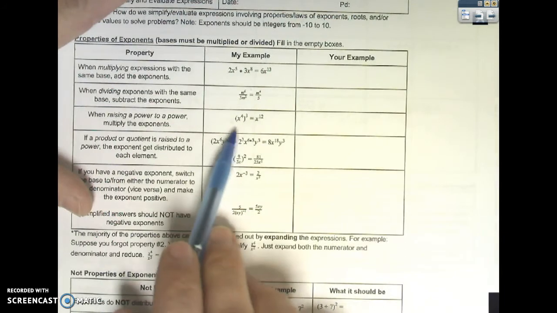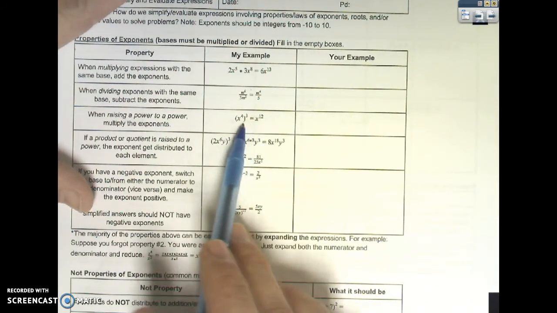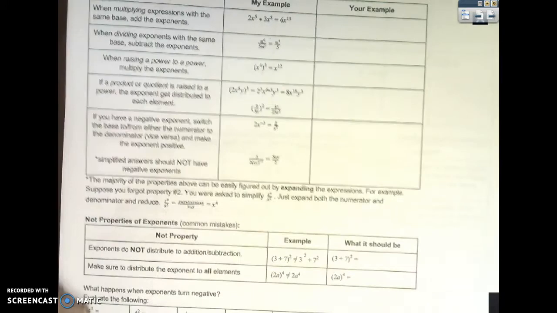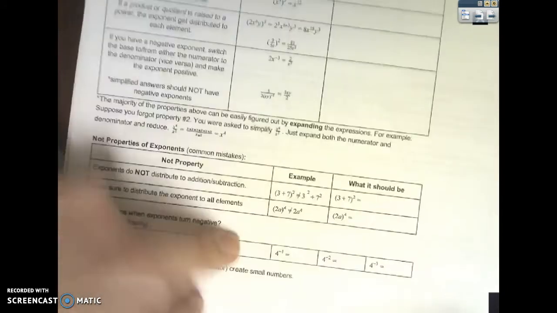And finally, we have a power raised to a power. You multiply them. All right. This one and this one are oftentimes confused. I'm going to show you guys this in action real quick, okay? So let's take a look at our next page. Like I said, it's fairly long, so I want to get cracking on some of these problems.